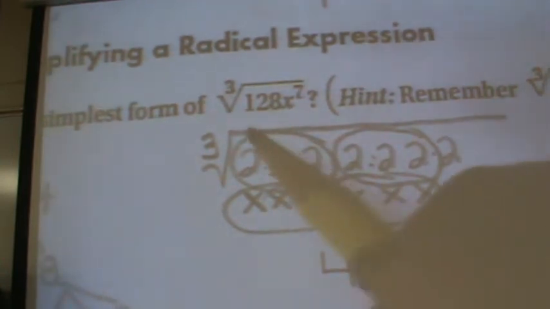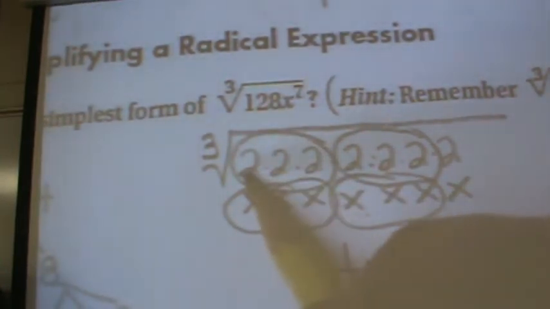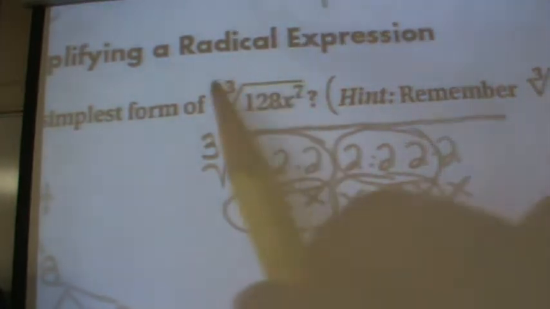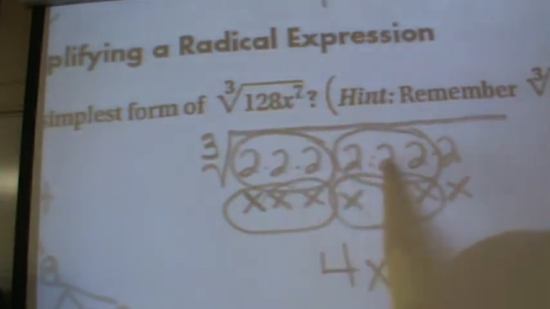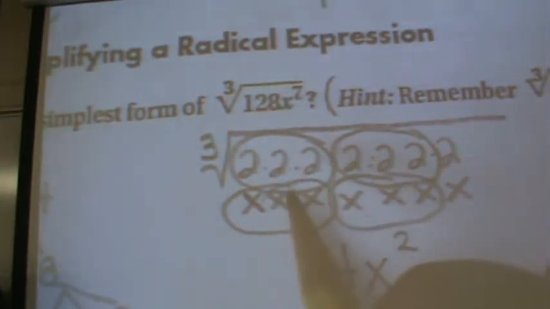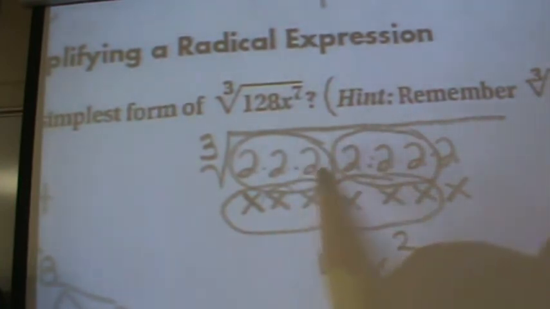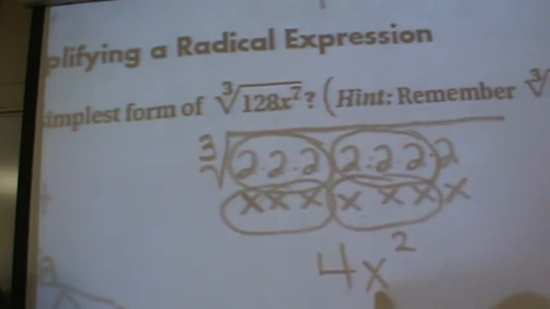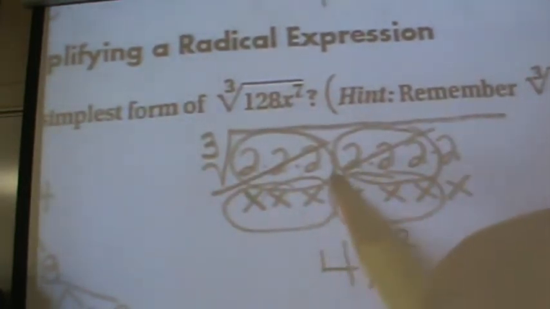Okay, so 128 consists of 7 twos, and we have 7 x's here. We're looking for 3 of a kind. So there's 2 sets of 3 twos. It's hard to say that. 2 sets of 3 twos. So 2 times 2 is 4, and 2 sets of x's, so x squared. Everyone with me? These are out of that radical.